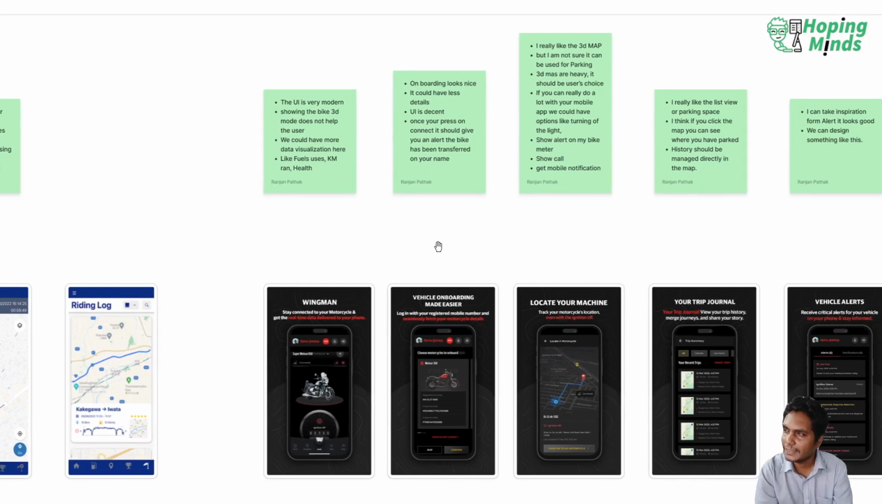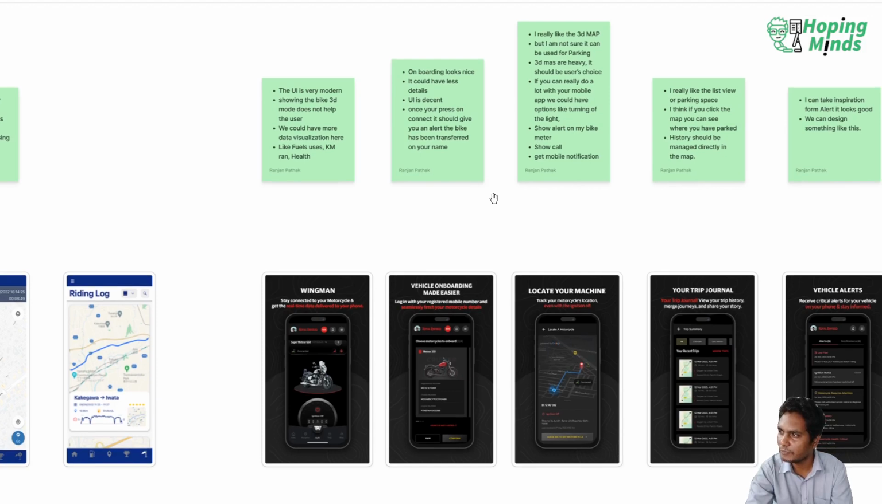Okay, I really like the 3D map, but I'm not sure it can be used for parking. Like, if you can use a 3D map for parking, because it is just information for me, a useful information for me. If you can really do a lot with your mobile app, we could have options like turning off the light, and it could also show that my light is on, I should turn it off. Show alert on my bike meter, show call, get mobile notification.